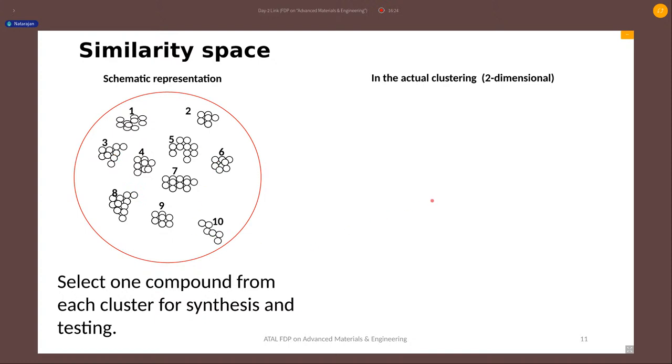And this figure is not showing up anyway. That's a problem. But in the real situation, the clustering will not be like this. The clusters will be very, very close, and therefore only with the help of a computer will we be able to select the compounds, and that is how we have to proceed.